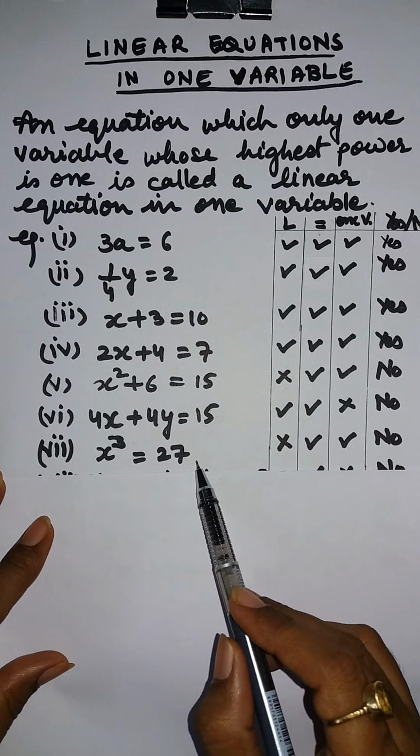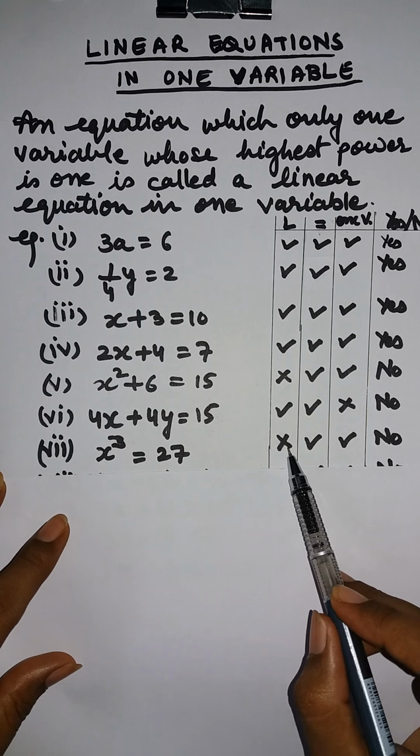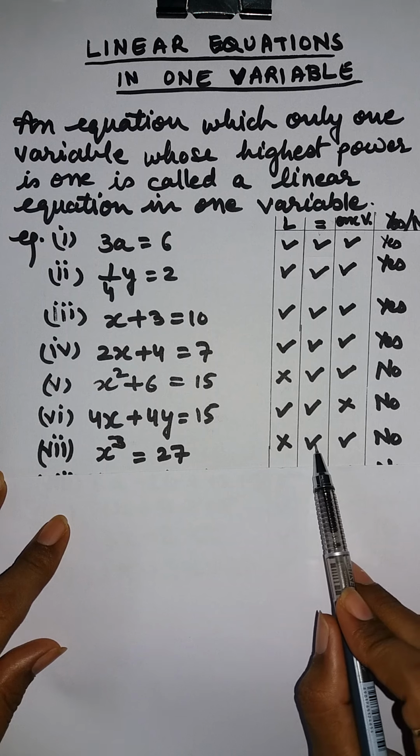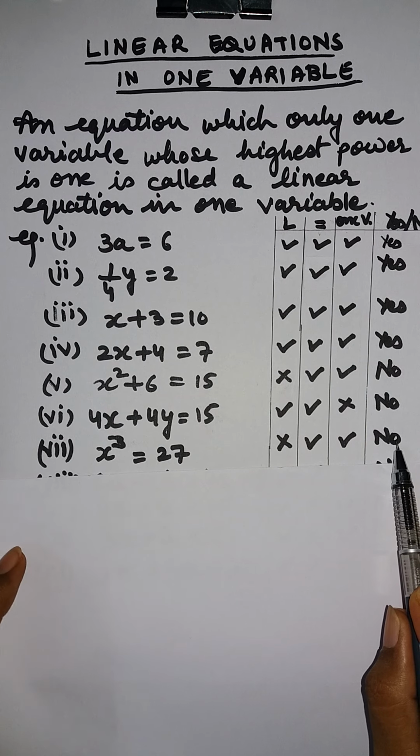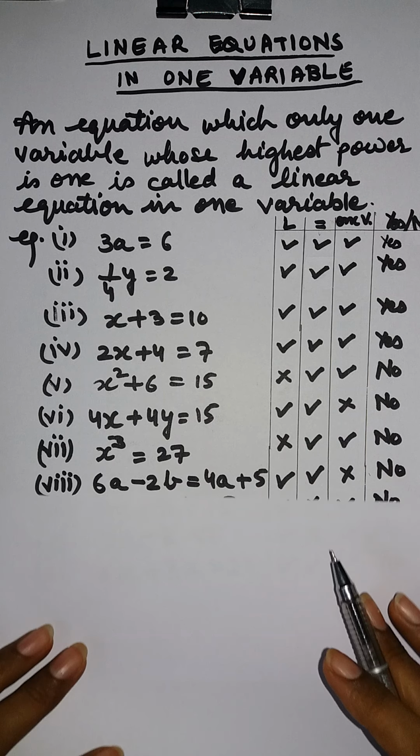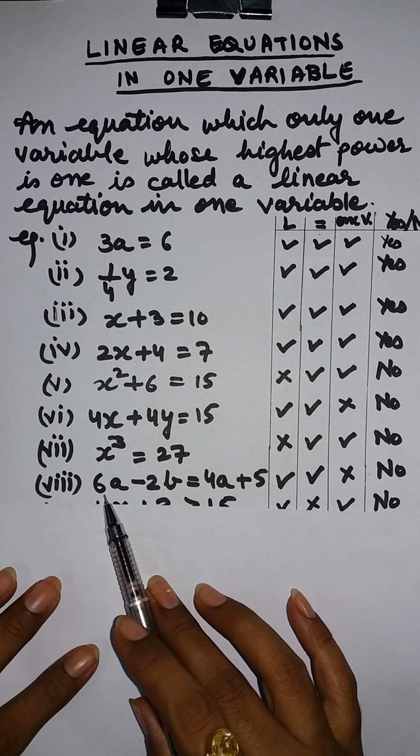x cube is equal to 27. Here linearity is absent. The equal to sign and one variable are present, but we can say it is not a linear equation in one variable. And so on, we can see all the other examples.